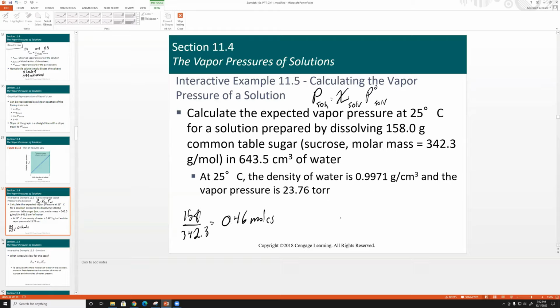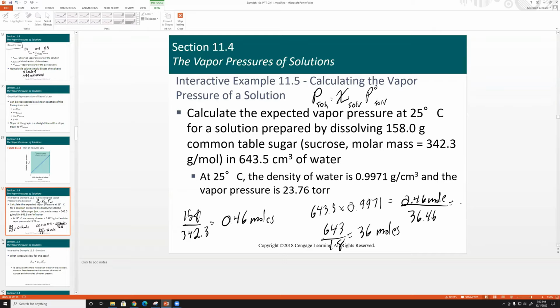And then how many moles of the water? So this is water's density of that. So you would do 643.5 times 0.9971 to give you whatever number that is, very close to that. That's how much it would weigh. And then you would do that number, let's say it's 643, divided by 18, which would give you 36 moles. So the mole fraction would be 0.46 moles of the sucrose divided by 36.46, which is the 0.46 plus 36, which would give you a very small number of what?